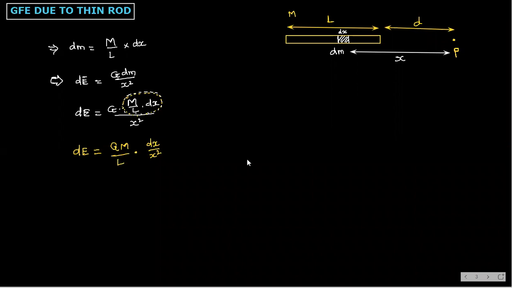Now this dx can be situated from d to d plus L. This dx can be anywhere. I can take it from here till this end, or even here also, or here also. So what am I doing now?